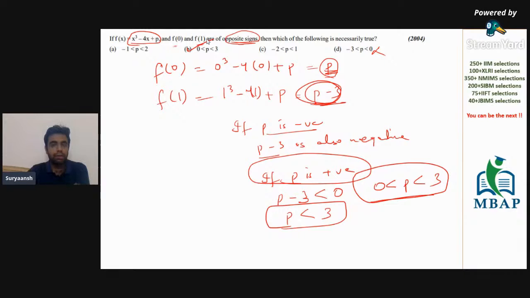So the next option that we have left is if p is positive, then p minus 3 has to be negative because the signs are opposite. So if p is positive and p minus 3 is less than 0, then that means p has to be less than 3. So we get the range of p as between 0 and 3. All right. So we are done.